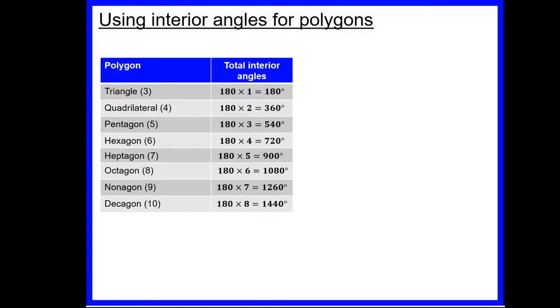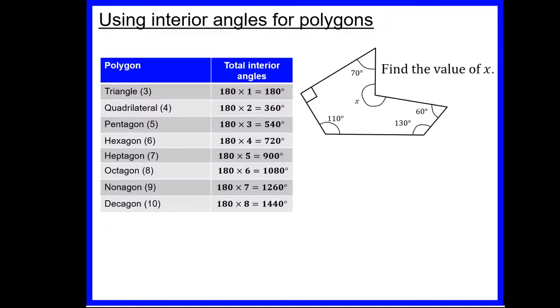So let's have a go at using those values then to help us to answer some questions. So here we've been given an irregular polygon. So irregular, all of the sides and angles are different. It's a concave polygon. It's got one angle that's pointing inwards, and we're asked to find the value of x. So our first step is to work out how many sides our shape has. So we've got 1, 2, 3, 4, 5, 6 sides.